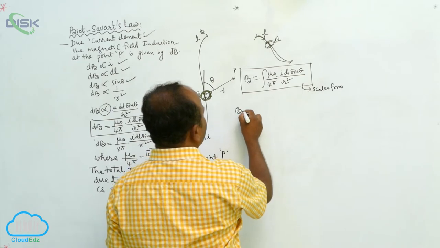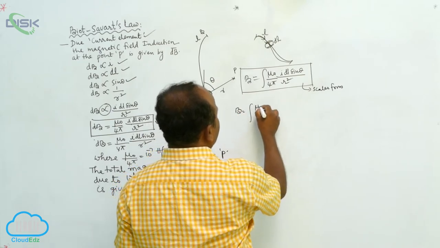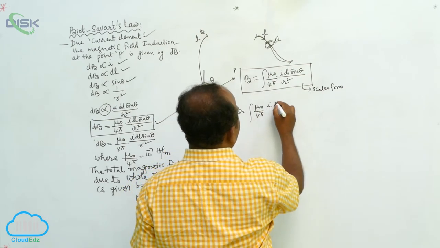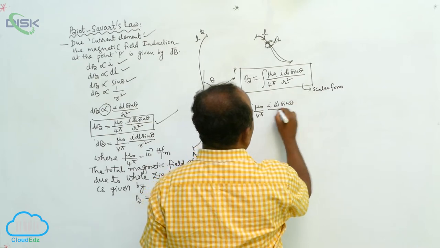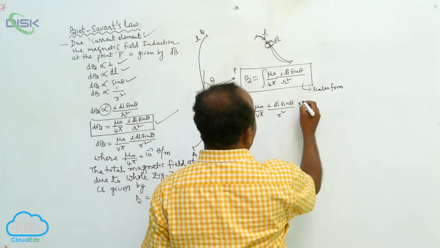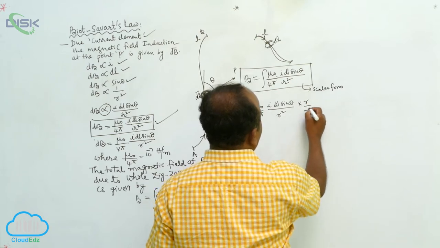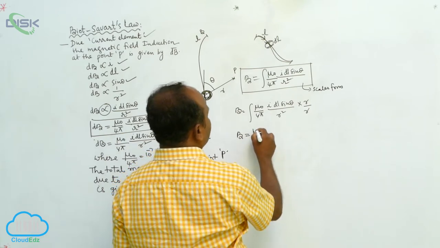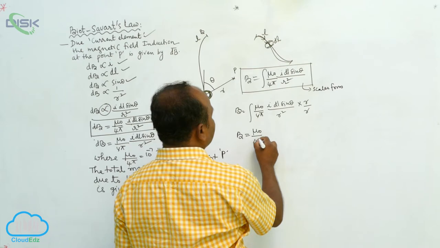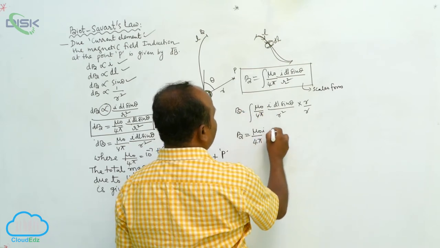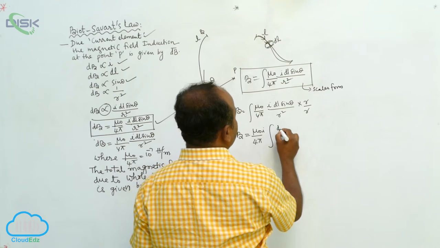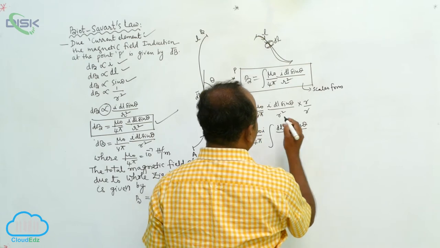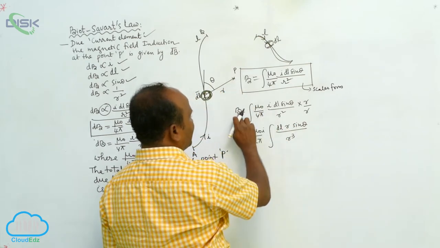Therefore, B is equal to the integration of mu naught by 4 pi, I dl sin theta by r square. This can be multiplied by r and divided by r. Now, mu naught by 4 pi is common, I is also common, integration of dl into r sin theta by r cube.